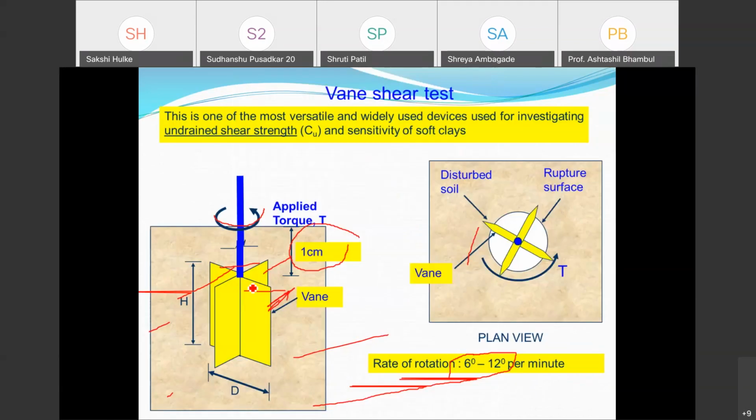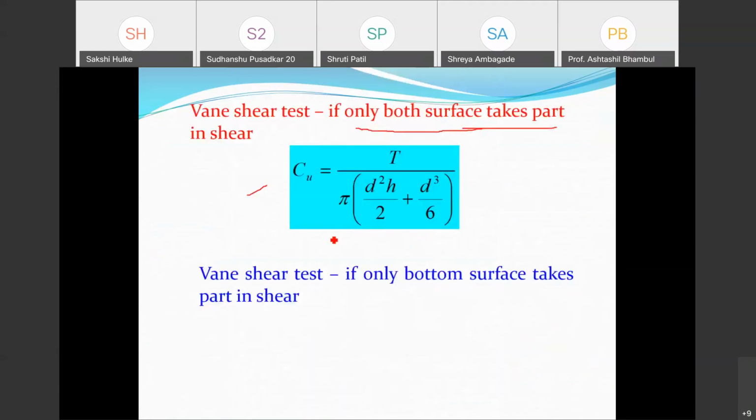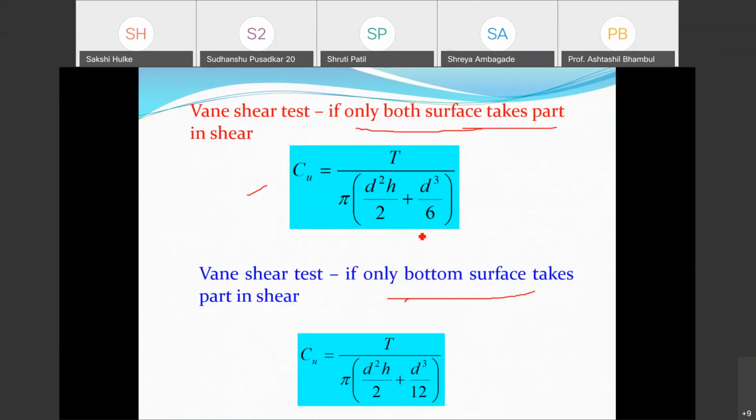If the cover of the soil above the top of the vane blades is very small, then only the bottom surface of the vane blades takes part in shear, and the equation changes from d cube by 6 to d cube by 12. Only this is the change which is taking place, and then you get directly the cohesion value of the soil.